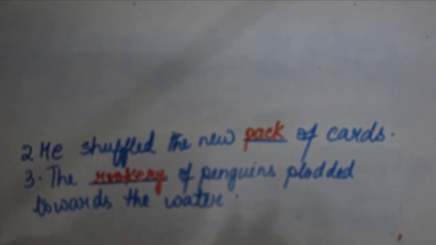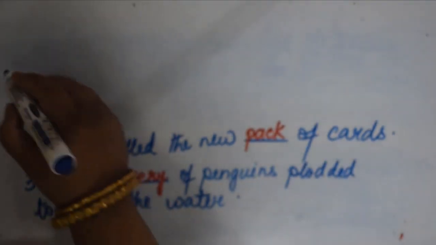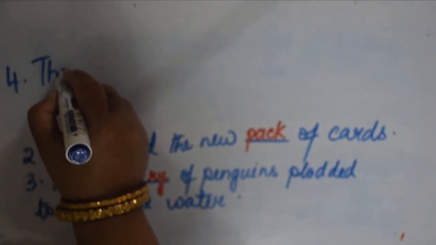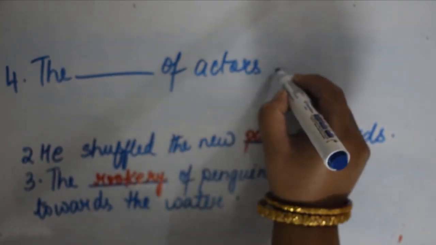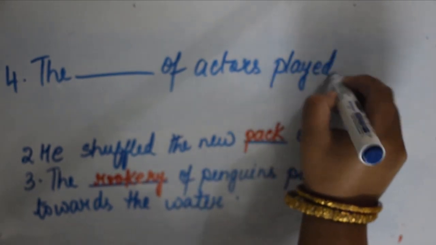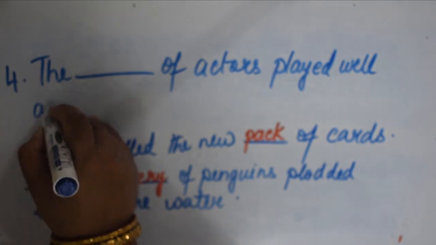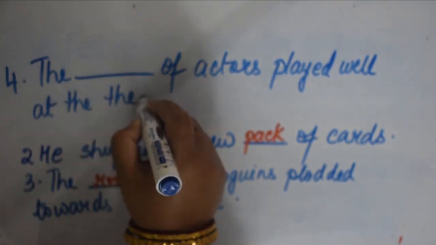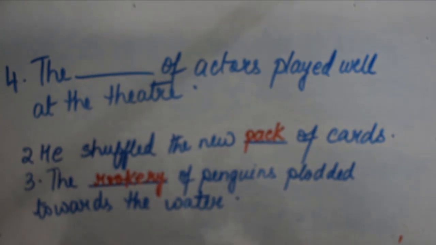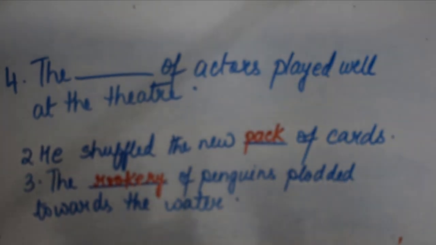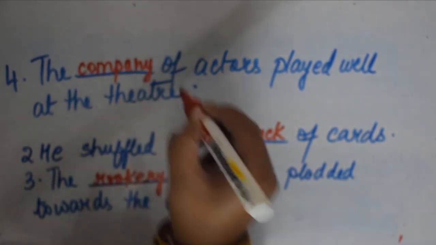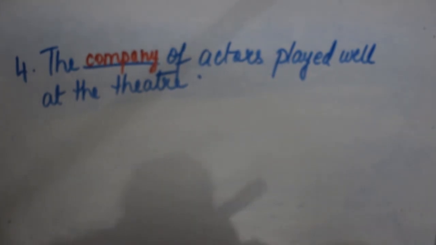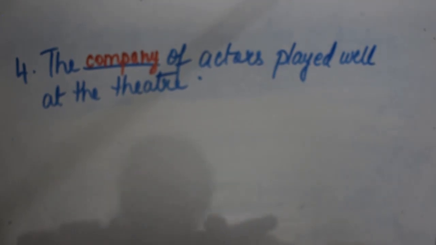Okay, the fourth one was, the dash of actors played well at the theater. Company. Okay, the company of actors played well at the theater.